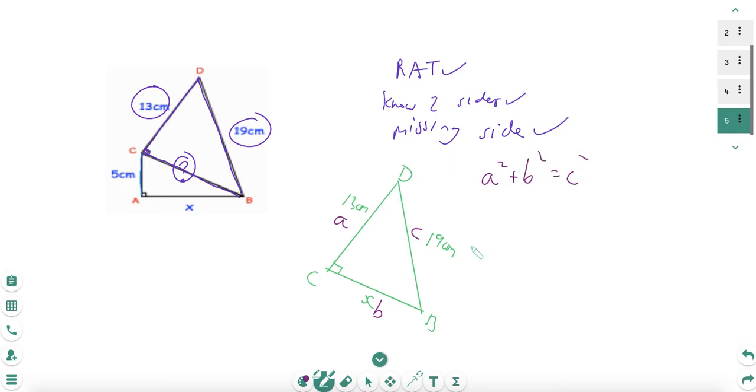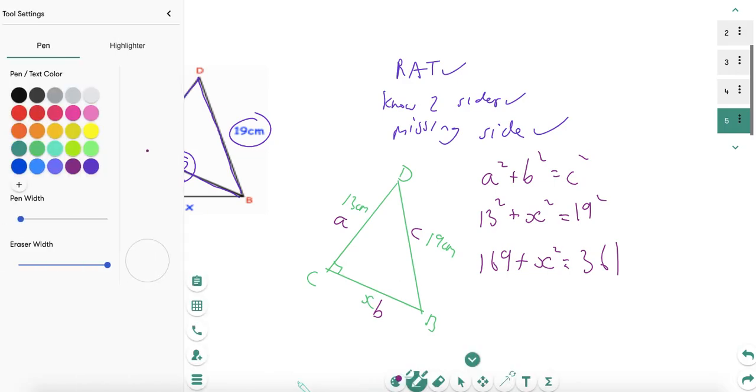All right? And let's fill in the blanks. Well, A is 13, so 13 squared, plus B, well, B we don't know, so it's x squared. That's what we're trying to find. It is equal to C squared. Well, C is 19, so 19 squared. Let's solve this. 13 squared is 169, obviously. x squared is equal to 19 squared, 361. All right.